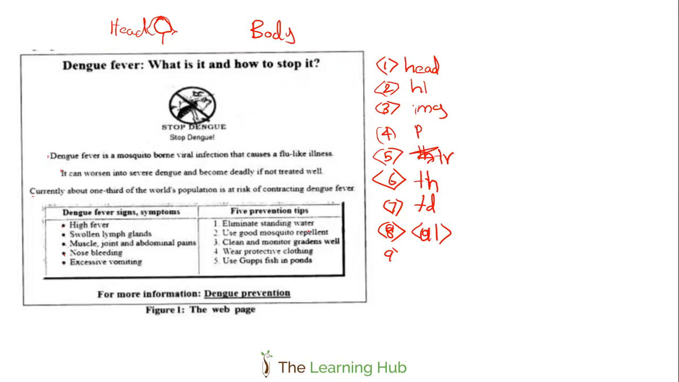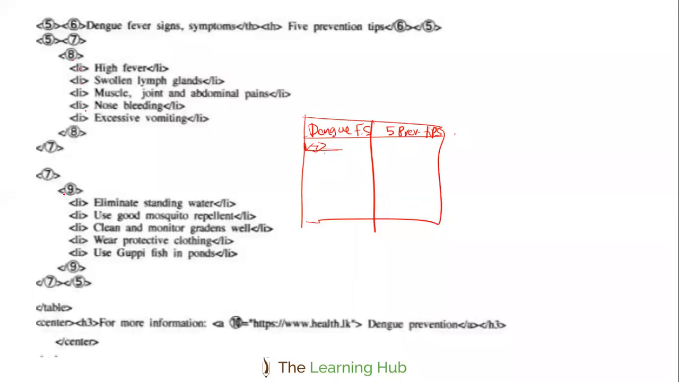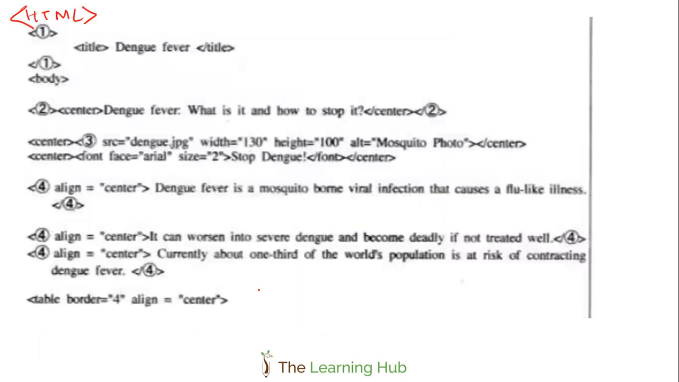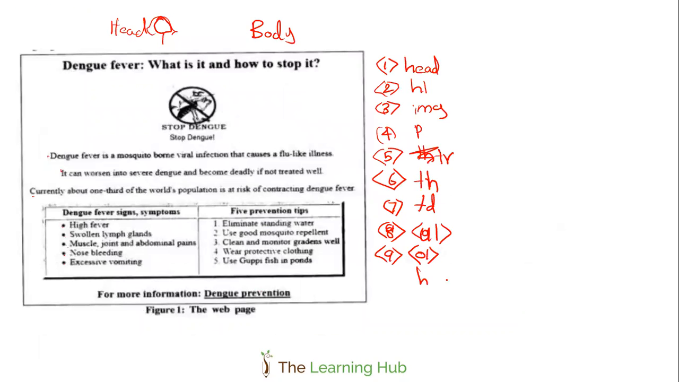And number 9, I'm going to assume, because it's going to be the next row, that is ordered list. Yes, number 9 is over here. And list items, close the list, close table data, close table row, close the table, center aligned, H3 for more information, A something. So that's going to be href, hyperlink reference, because you are putting a hyperlink, a link from one website to the other, and that's going to be A for anchor, H for hyperlink reference.